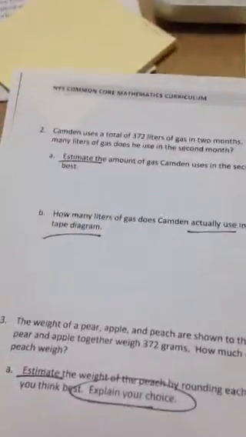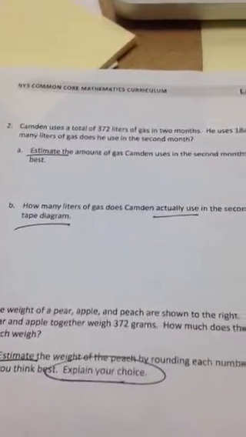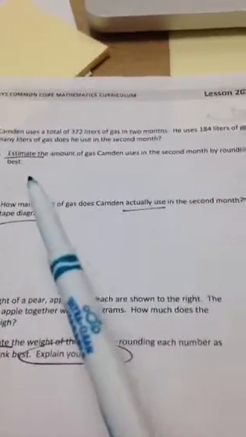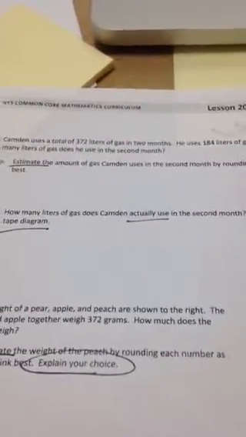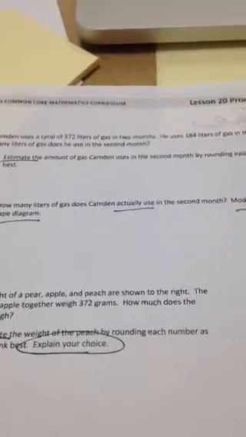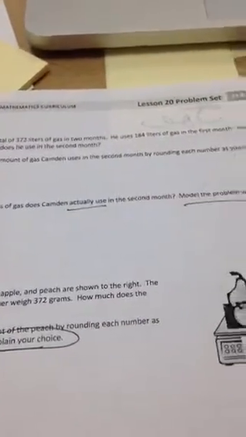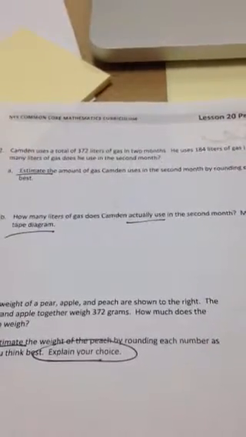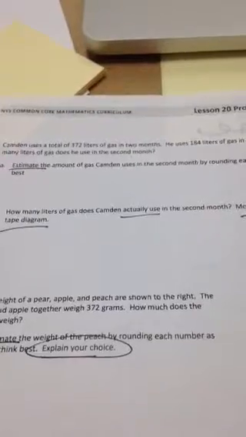Okay, here's the back of problem set 20. Camden uses a total of 372 liters of gas in 2 months. So we know right now that we have a total, and that's 372, and that is being used in 2 months. He uses 184 liters of gas in the first month. How many liters of gas does he use in the second month?